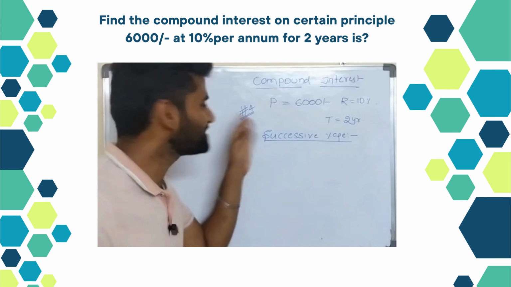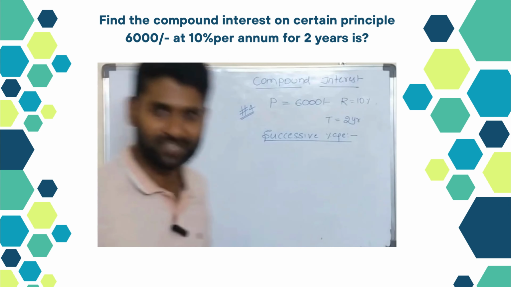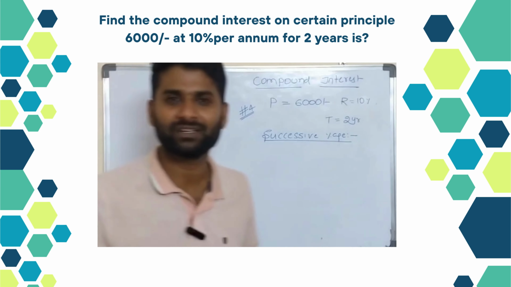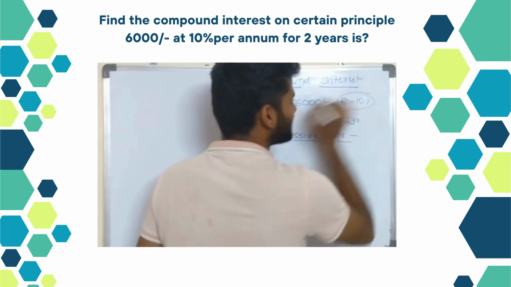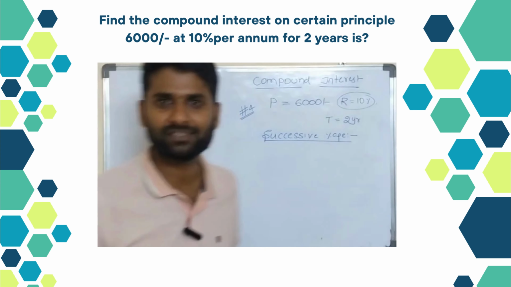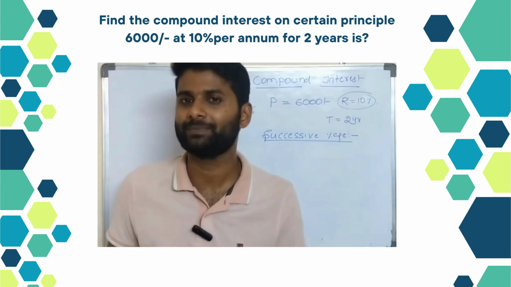In this video, we'll see the fourth different calculation in the compound interest concept. It's all about successive percentage. Successive percentage is all about one after another. See, the rate of interest is 10% for 2 years. It means in the first year you have to pay 10% and in the second year also you have to pay 10%.